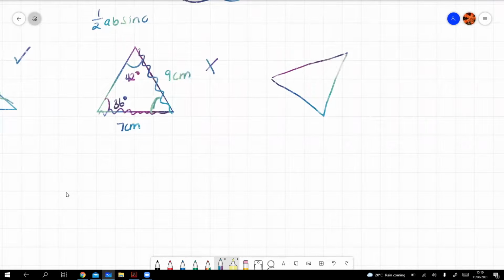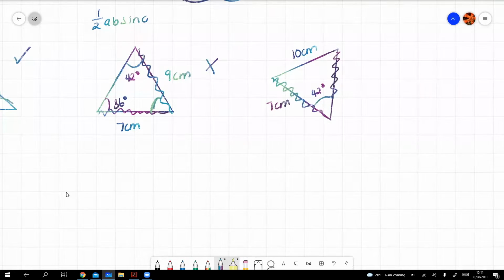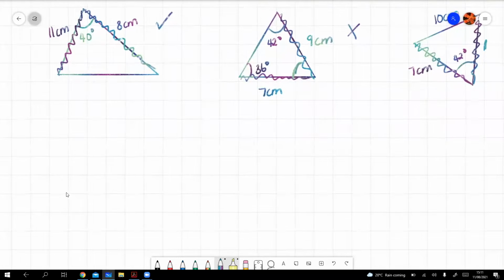Let's have a look at another one. So I'm going to say that is, I don't know, 42 degrees. That there is 7 centimeters, that there is 10 centimeters. Okay. Well, if the side was sandwiched between this angle, I would need this side. Therefore, no, I can't use this triangle.